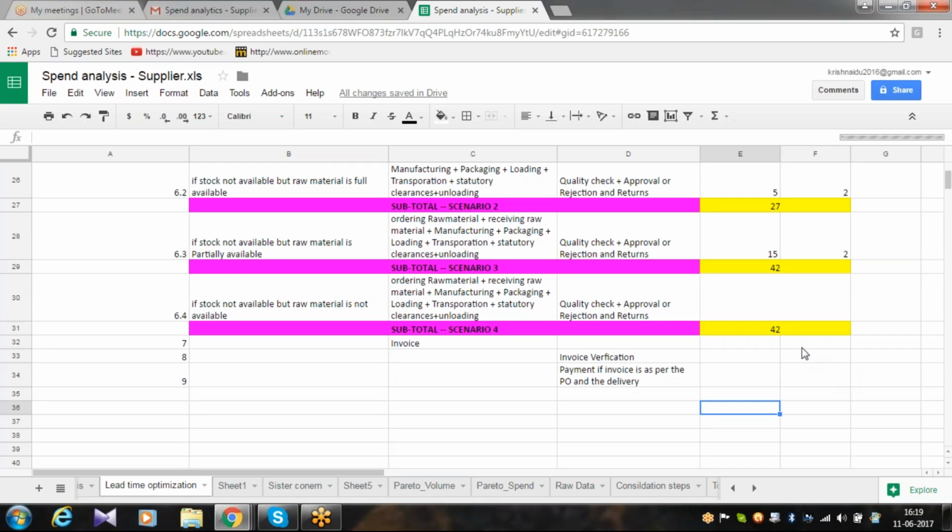Then the invoice is usually sent by the supplier. He will send it in, let me assume, 7 days, and they will take around 7 days for verification, and as per the payment terms, payment of the invoice will happen.